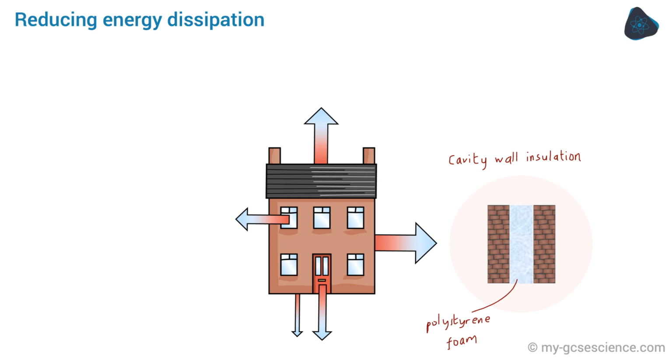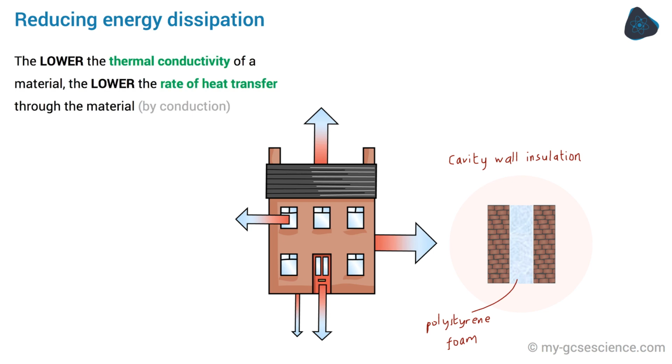By pumping insulating polystyrene foam into these gaps, we can reduce the rate of loss of heat energy from the house. Polystyrene foam is an excellent insulator, which means that it's a poor conductor of thermal energy. We say that it has a low thermal conductivity. The lower the thermal conductivity of a material, the lower the rate at which heat energy will be transferred through it. So materials with a low thermal conductivity are good if you want to keep your home warm.